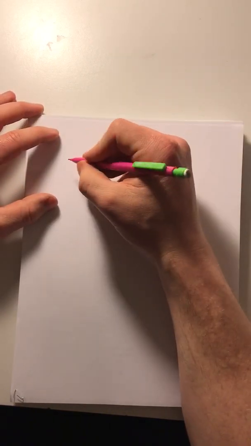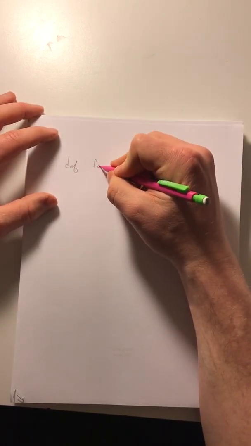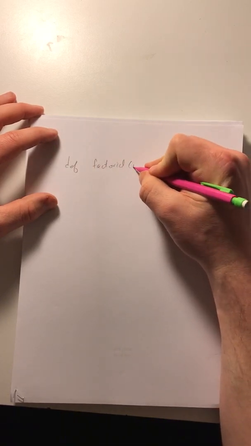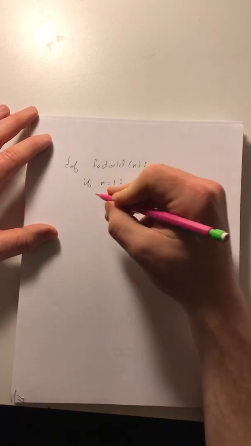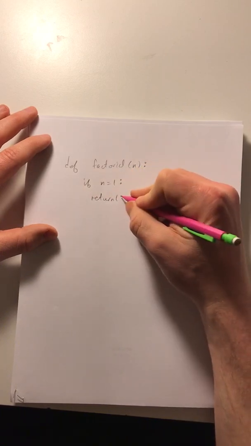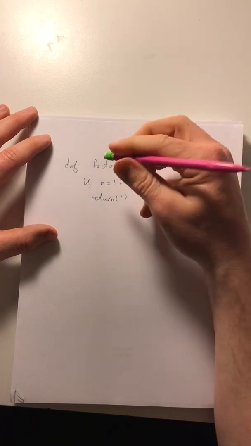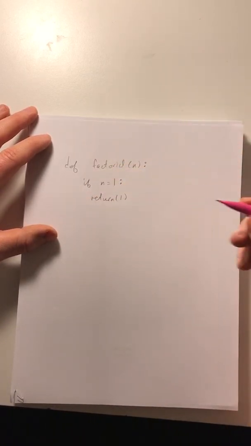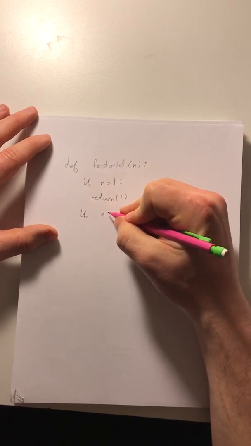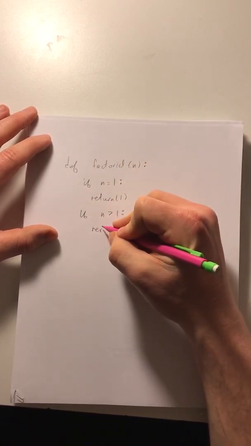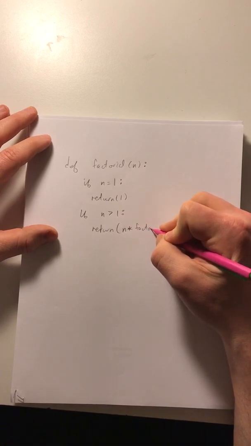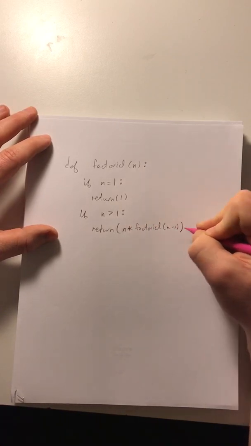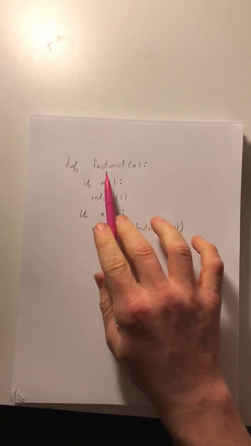We've already talked about the factorial. So I'm going to write: def factorial(n): if n equals 1, return 1. I'm doing factorial, not Fibonacci. If n is greater than 1, return n times factorial(n minus 1). Here, def means I'm defining a function.